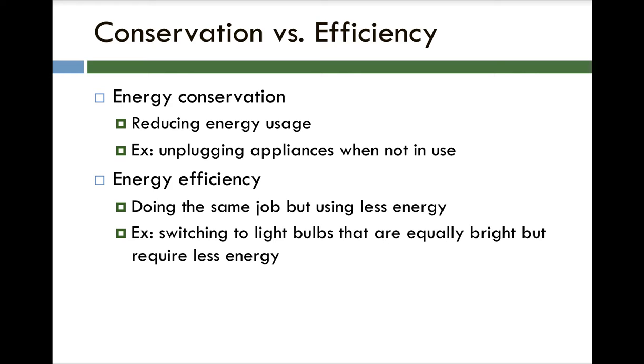So we're still doing the same job, but we're using less energy. Another example of this would be switching to light bulbs that are equally bright but use less energy. That would mean maybe changing out your compact fluorescent light bulb for an LED, or changing that old incandescent bulb to compact fluorescent or something like that. So the difference here is that with energy efficiency, we are still going to be doing the same things, the same tasks as we were before, but we're just doing it with something that's going to use less energy.